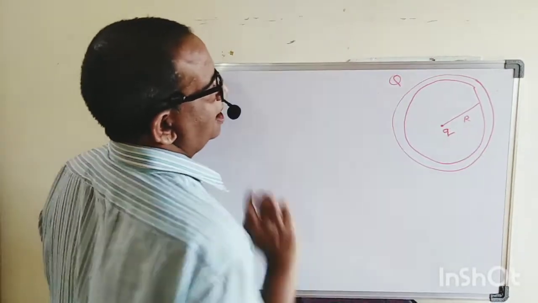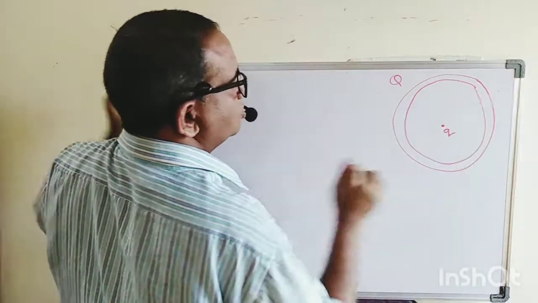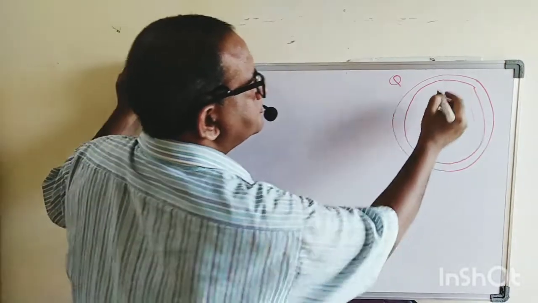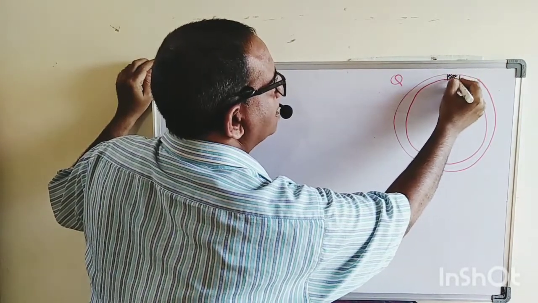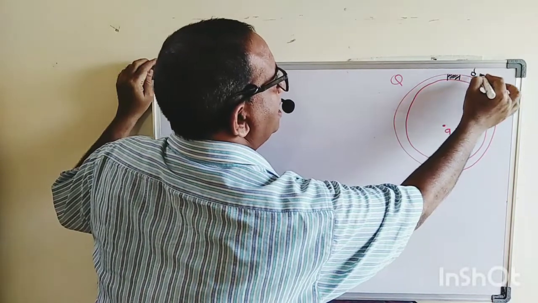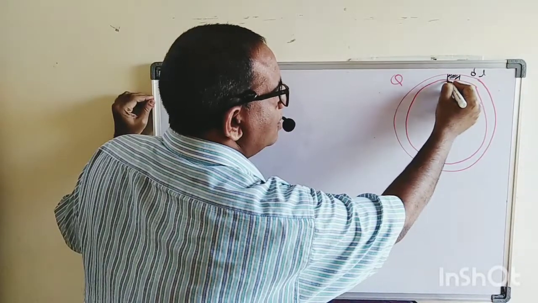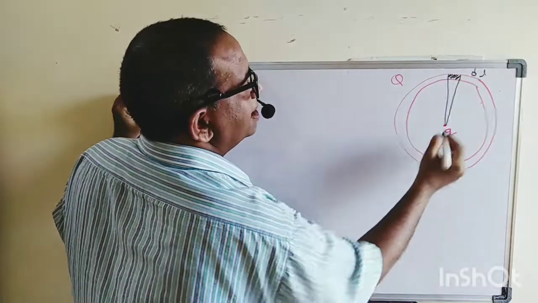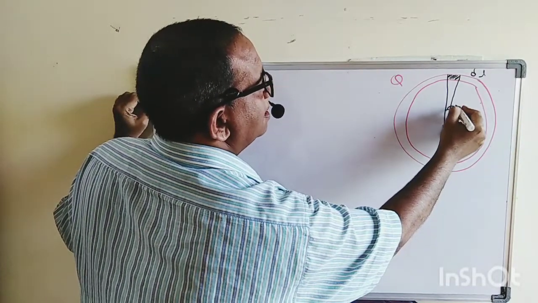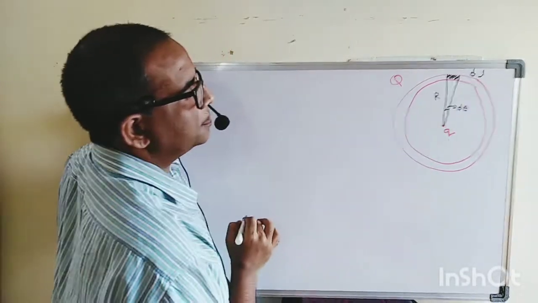This is our radius R. First of all, let us choose one small length here. Let us call it dl. This small length makes a small angle d theta at the center, and the radius is R.